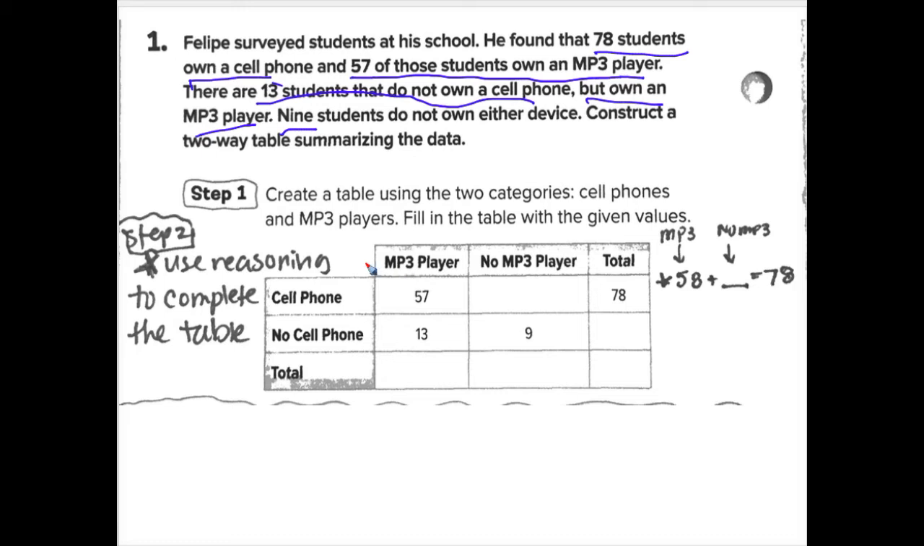So this right here, 57 are the kids that own both an MP3 player and a cell phone. 57 kids. It's right here.